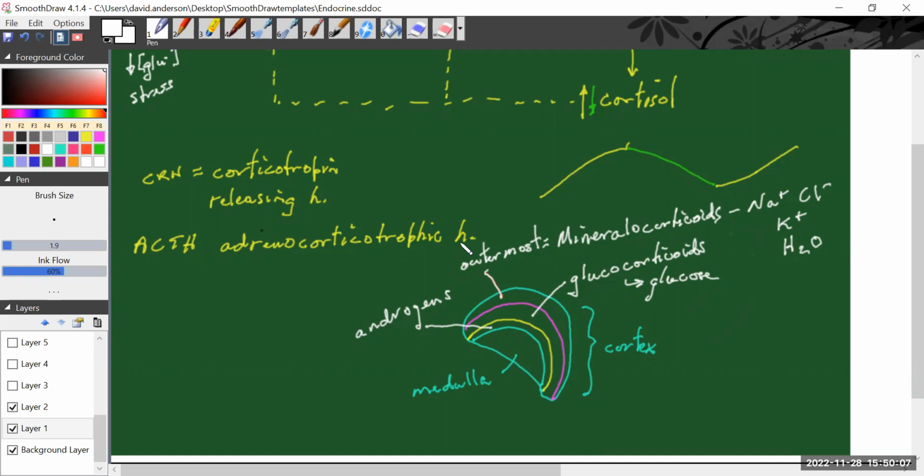So that's their mechanism of action: they'll be able to cross their targets' plasma membranes freely without the need of a second messenger. In the medulla, we produce the hormones epinephrine and norepinephrine. Now, we've heard of those ones before, right? But when we talked about them before, what did we talk about them as? Neurotransmitters. Exactly.